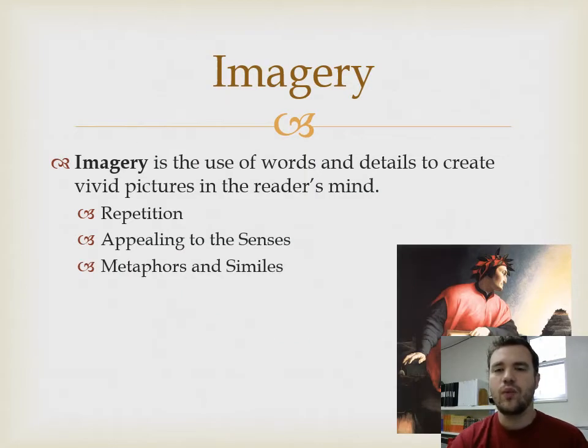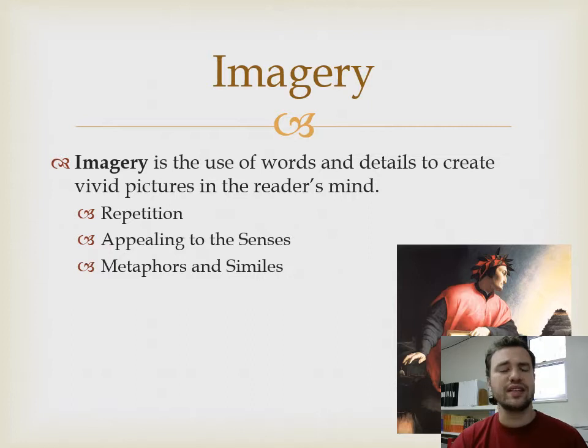So one of the narrative structures that Dante begins to rely very heavily on as they move into the actual journey, specifically his journey through hell, is imagery. And imagery is essentially the use of words and details to create vivid pictures in the reader's mind. And so Dante relies very heavily on this as he describes all of the very physical torments that are going on in hell.